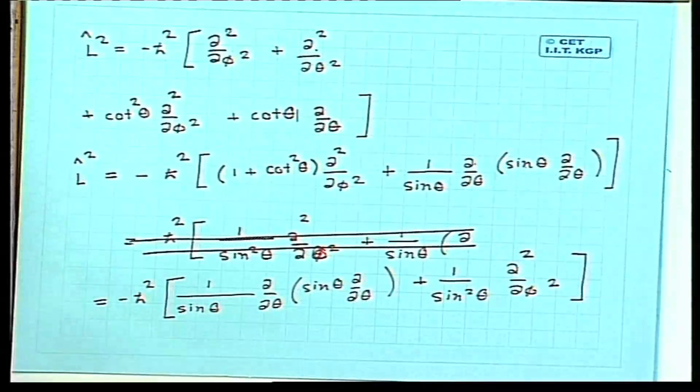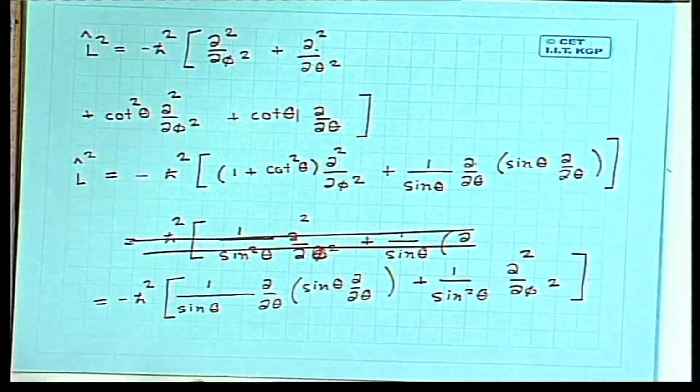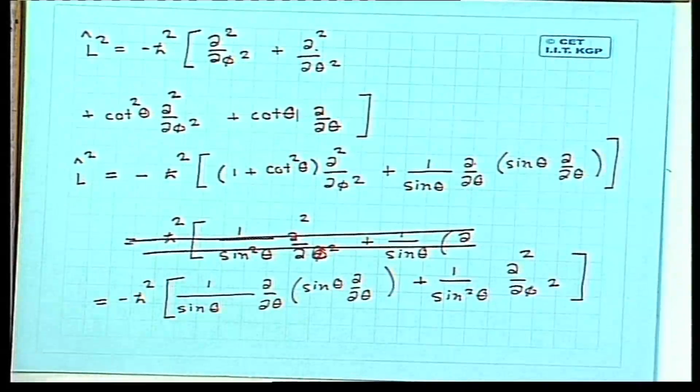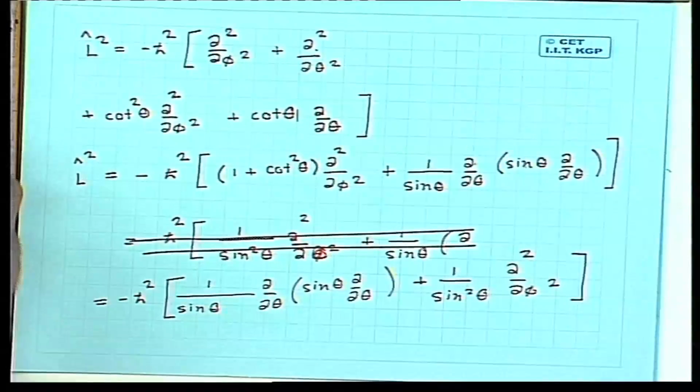Now, this is what we had set out to calculate, L square in a spherical polar coordinate system. Now let us go back to the problem we had started out with. We were looking at the Schrodinger equation for a particle in a three-dimensional potential, and this problem we had separated into two parts. One part was the radial part, and the other part was the angular part. We had used the separation of variables to separate this problem into two parts.